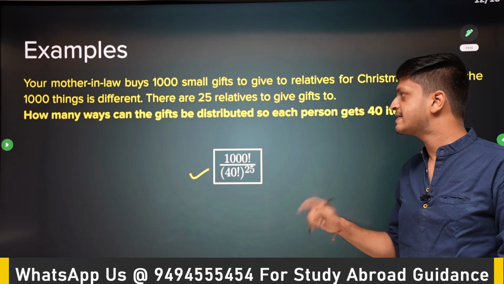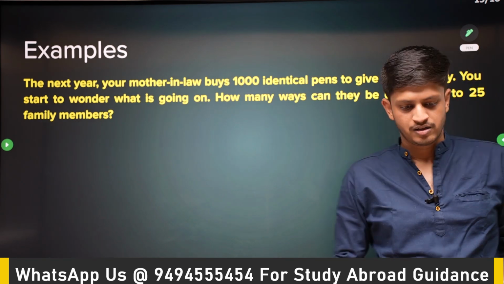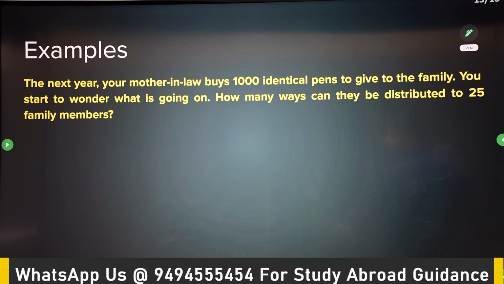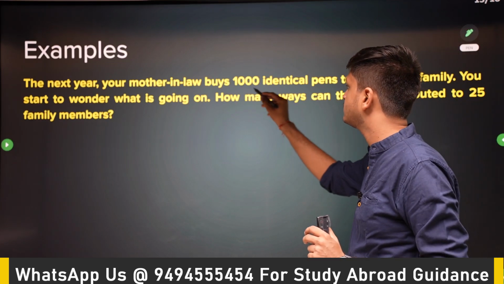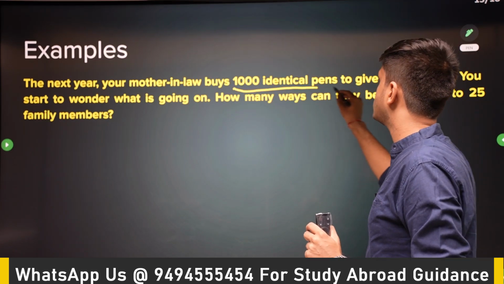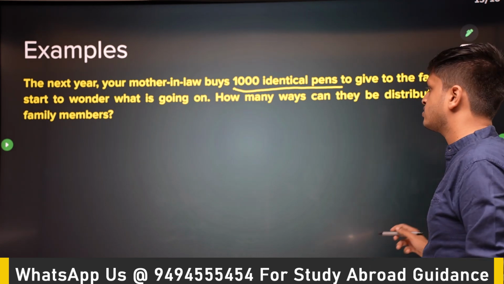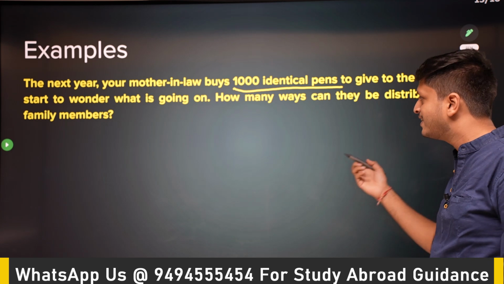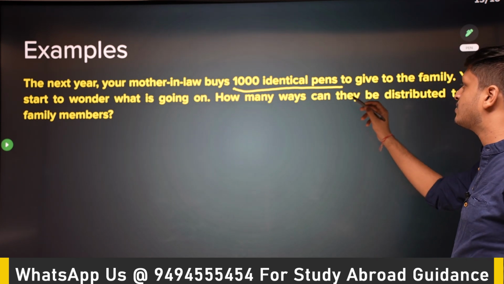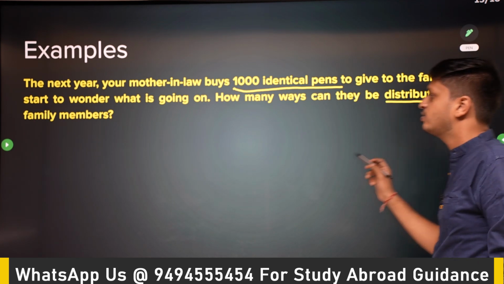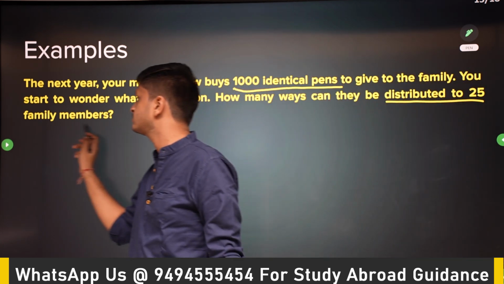Cool. Now let's see the next variation of the same problem. So the next year, what happened? Your mother-in-law buys 1000 identical pens to give to the family. Now we don't have 1000 different items, we have 1000 identical items to give to the family, and they are giving pens. So now you start to wonder what is going on. How many ways can these 1000 identical pens be distributed to the 25 family members?